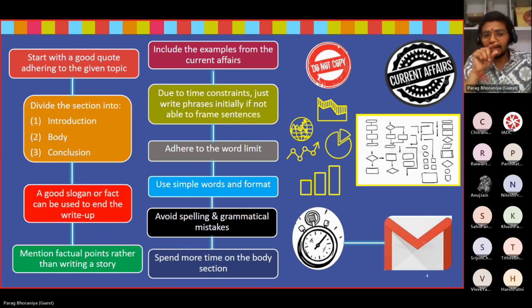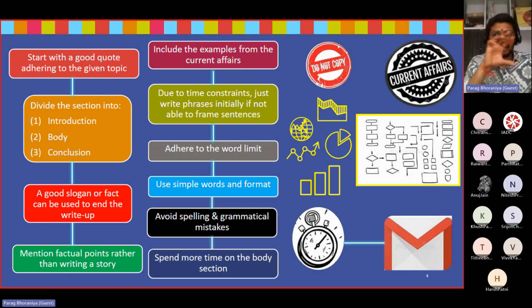Second, divide this section into three parts: introduction, body, and conclusion, right? By doing this, your mind will get more clarity. Okay, I have to write something in the introduction, something in the body, and something in the conclusion. Whatever ideas and thoughts you are getting in your mind, bifurcate them in this manner so that you can just write it out, right? In the introduction, you will try to introduce the topic in just a few lines, like 3 to 4 lines maximum.